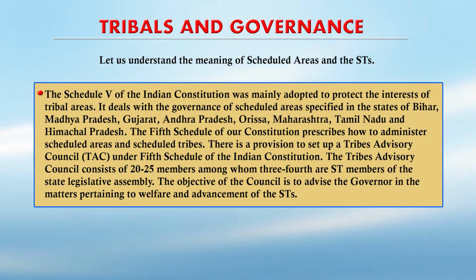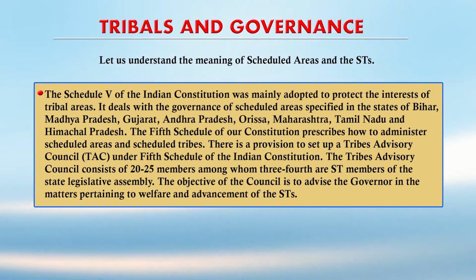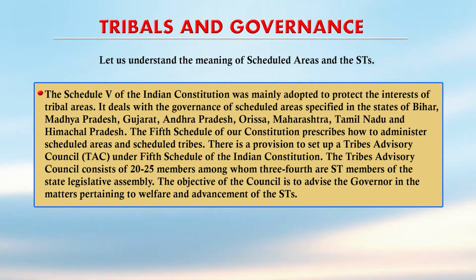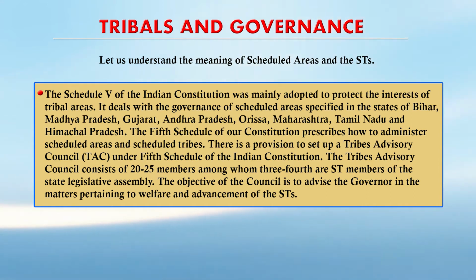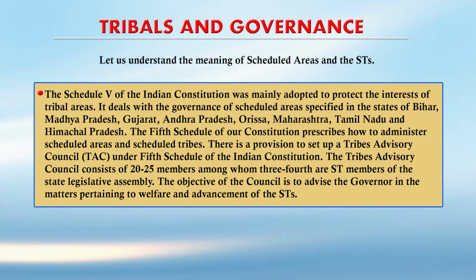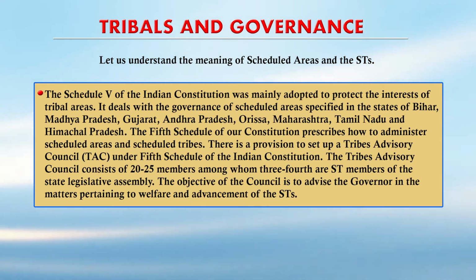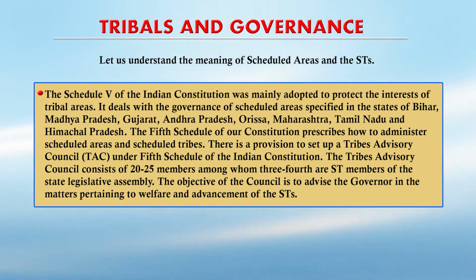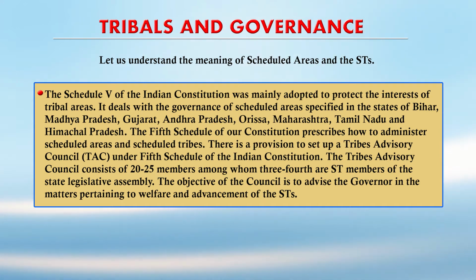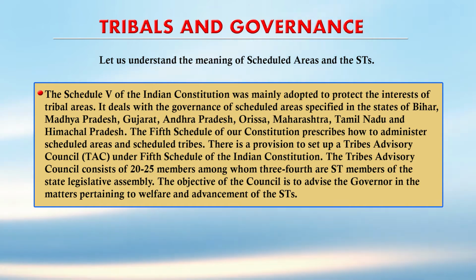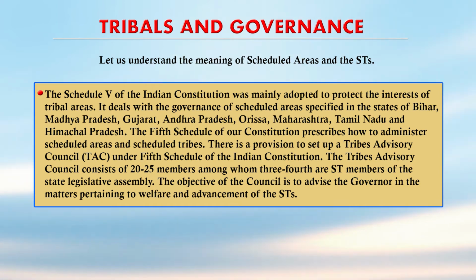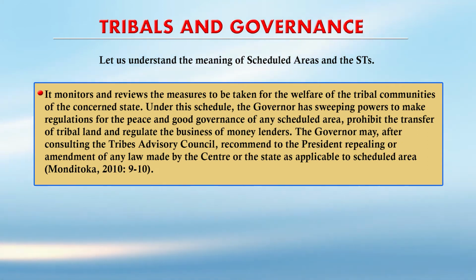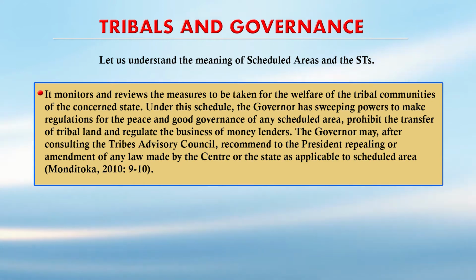There is a provision to set up a Tribes Advisory Council under the 5th Schedule of the Indian Constitution. The Tribes Advisory Council consists of 20 to 25 members, among whom three-fourths are scheduled tribe members of the State Legislative Assembly. The objective of the Council is to advise the Governor in matters pertaining to the welfare and advancement of the scheduled tribes. It monitors and reviews the measures to be taken for the welfare of the tribal communities of the concerned state.